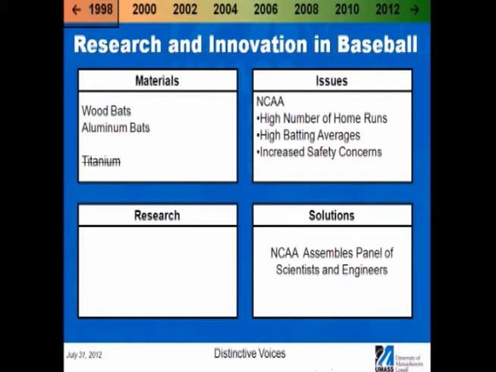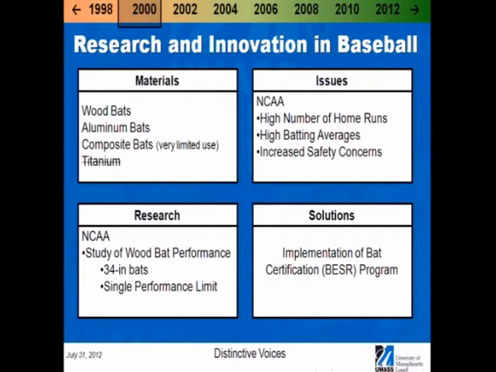So the NCAA assembled a panel of scientists and engineers to look at it, which my boss, Dr. James Sherwood, was one of. In 99 and 2000, those issues existed. So the NCAA looked at the performance of 34-inch wood bats and basically decided to set a performance limit based on the biggest, heaviest wood bat being used. There was a single performance limit. They used a metric called BESR, standing for ball exit speed ratio. That program definitely helped, but it did need modifications over the subsequent years.